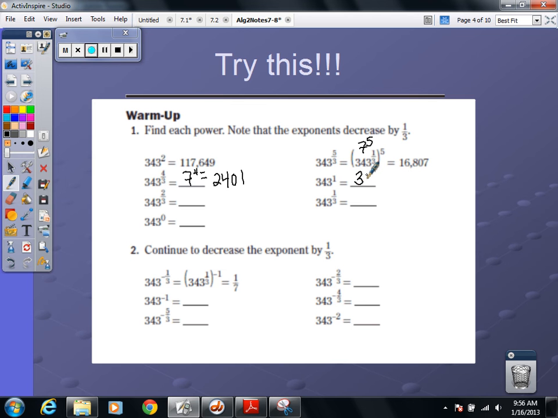Oh, I know this one. That's 343. 343 to the 1/3, we already discussed that. That is 7. 343 to the 0 is 1. 343 to the 2/3, that'll be 7 squared, that is 49.